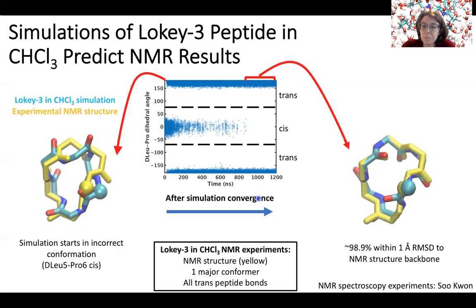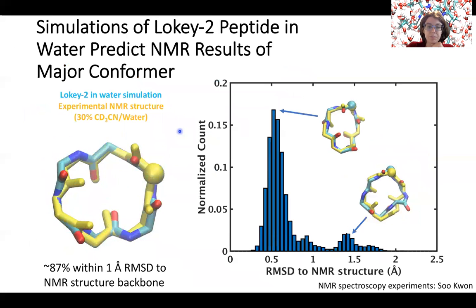Not only that, but we have one major conformer in agreement with experiment, and 99% of our structures from our simulation are within 1 angstrom RMSD of the NMR structure backbone. So to reiterate, we start with a really bad starting structure, with zero input from experiment, and we're able to predict the experimental NMR backbone structure. I also want to reiterate that this would not be possible with regular MD simulations, as mentioned at the beginning of the talk. Cis-trans peptide bond isomerization takes place on the minute time scale, which is just not feasible for regular MD simulations.